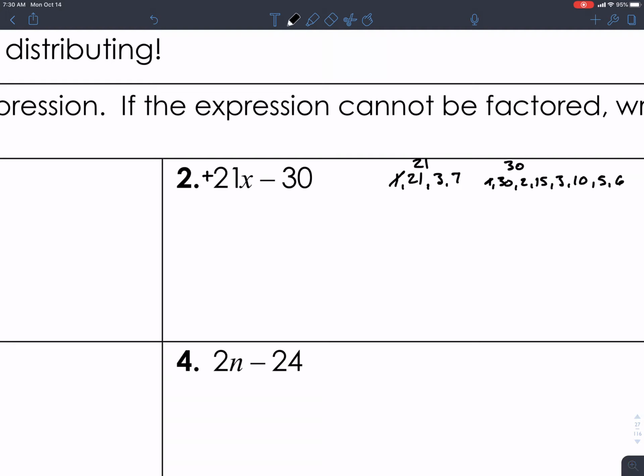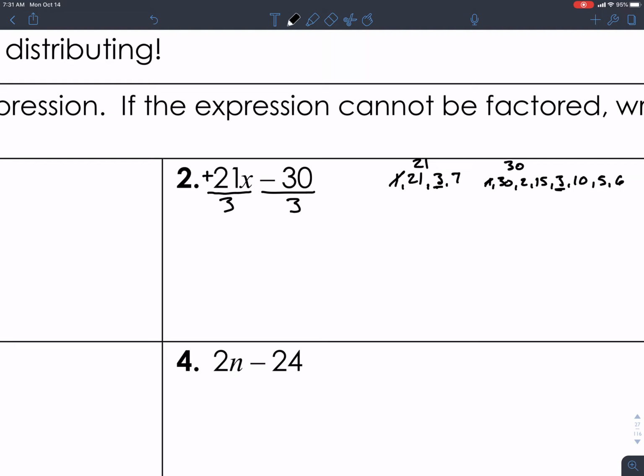Well, again, I don't care about 1, but what other number is in there that you see showing up both times? Oh, I see it. 3. 3 is the only number that pops up both times. So 3 is the number I can divide. That's the greatest number that I can divide both of those numbers by. So I pull the 3 out, or actually I divide by 3.